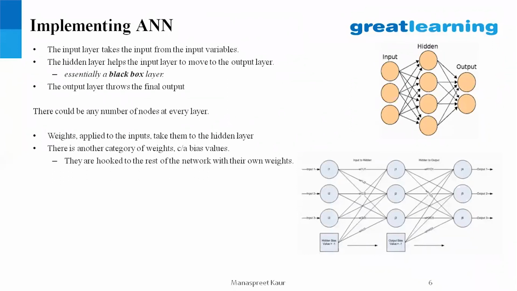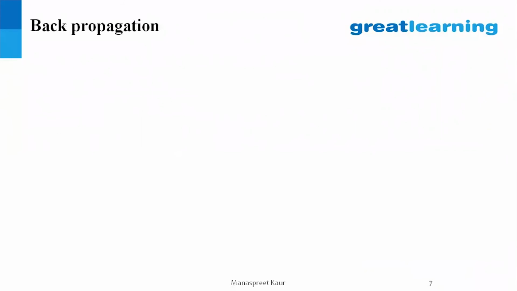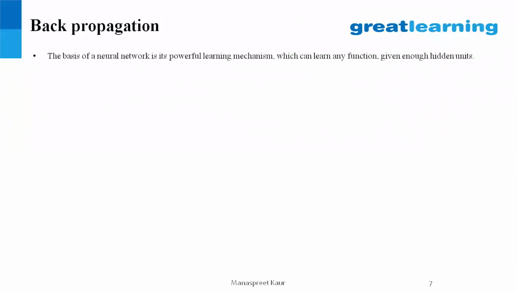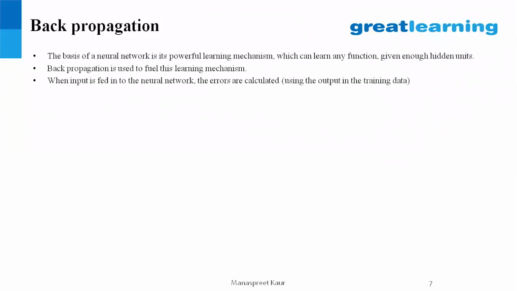Okay, that was the basics of what an artificial neural network does. We'll go to back propagation now to see how the neural network learns. Okay, so the basis of a neural network is a powerful learning mechanism. Although it is a powerful learning mechanism, you will never be able to understand what that learning mechanism is. But that being said, the neural network has a powerful learning mechanism, and it can learn any function given it has enough hidden units. So each of the hidden units that are present enable it to learn the input data set. And how it learns is by the mechanism that we call backpropagation.